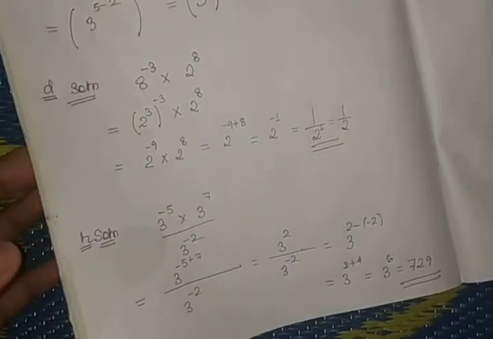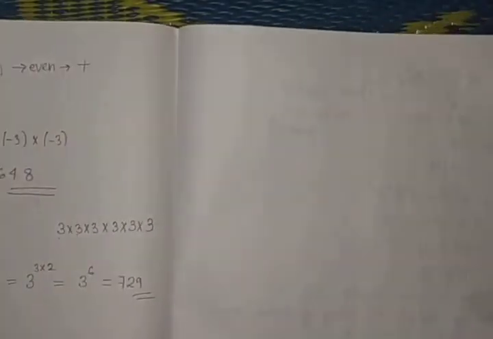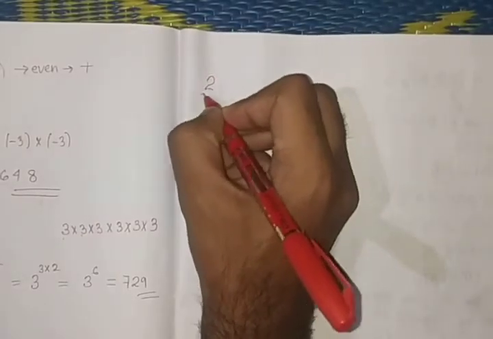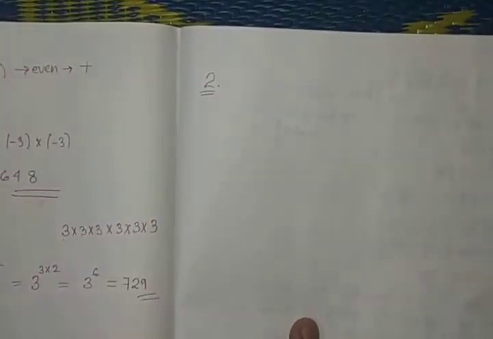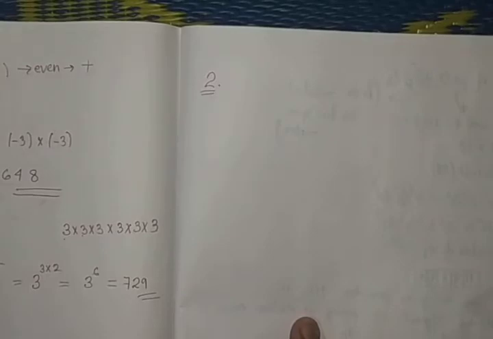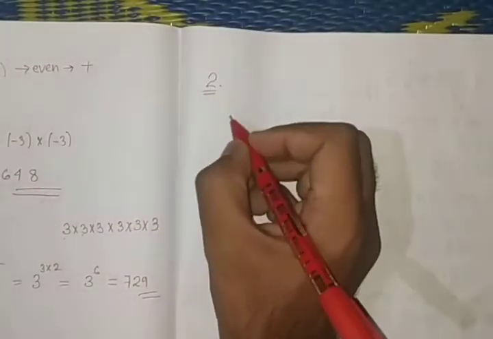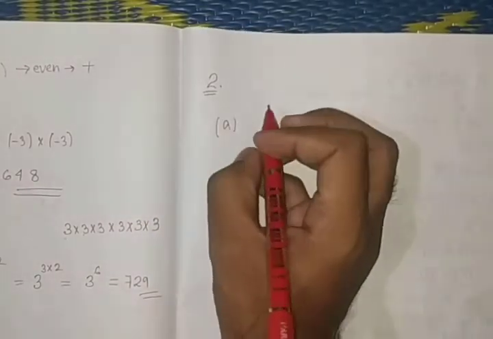Similarly, the remaining questions of the exercise are to be done. Now I will be doing question number 2 here. Now in question number 2, what it is given, let us see. It is strictly mentioned that you have to express the given questions with positive power. So let me write question number A.